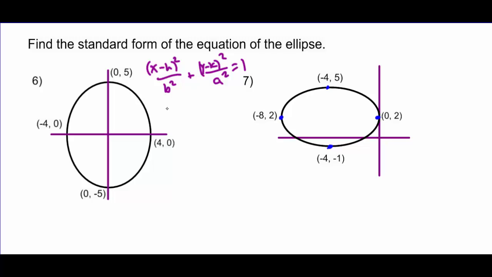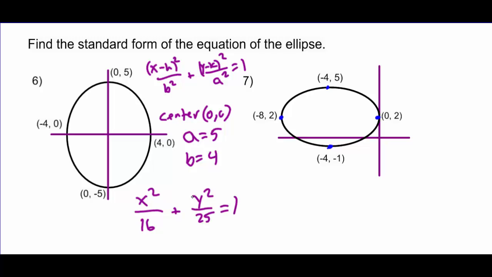But when you look at this, basically what I need to know is I need to know the center. So on number 6, that center's at the origin. I need to know A and I need to know B. Well, A is the further distance from the center, so that would be 5. The shorter distance would be 4, and that's the B term. I'm honestly ready to roll here because the center at the origin makes this problem easier, honestly. So x squared, that's the horizontal movement. So this is x squared over 16 plus y squared over 25 equal to 1. It's that simple, kids.